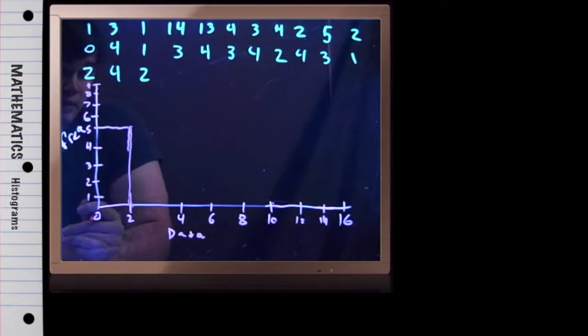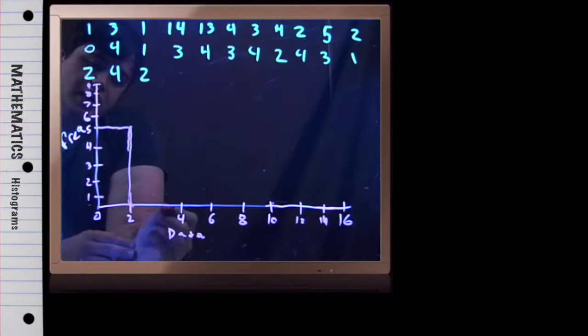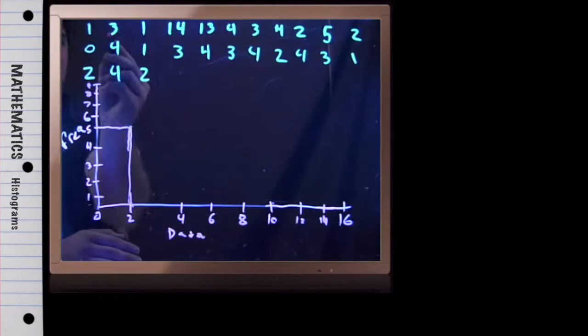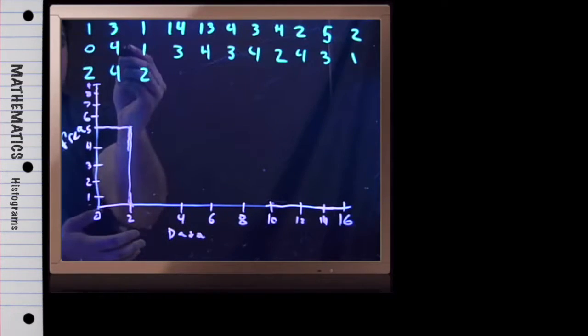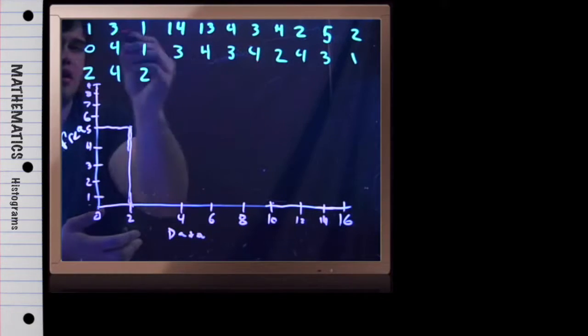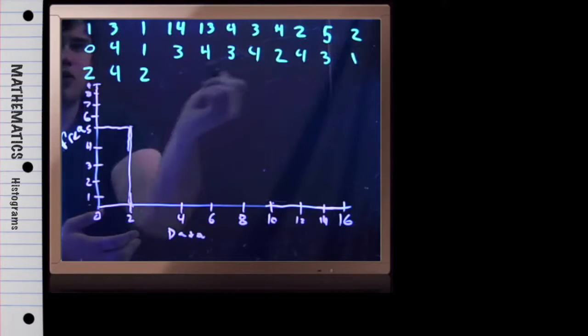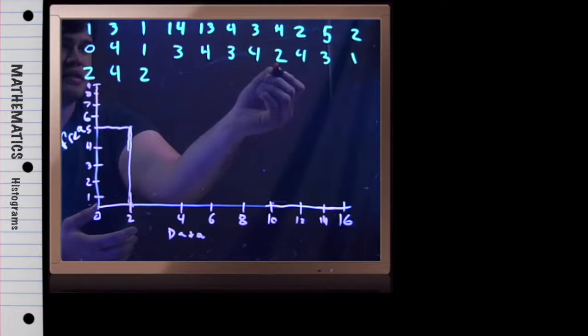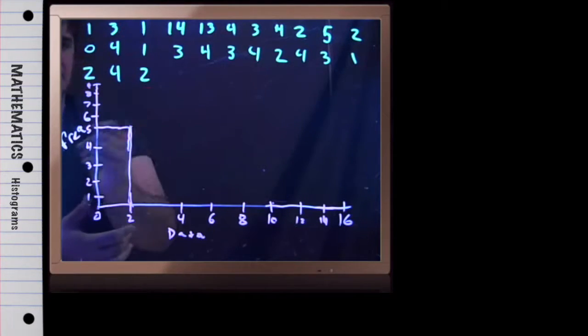So the next one is to go from 2 to 4. So 2 to 4, that means we're going to find all numbers from 2, including 2, everything in between 2 and 4, but not including 4. So that means 2 and 3s, basically. So here's 1. So 1, 2, 3, 4, 5, 6, 7, 8, 9, 10.